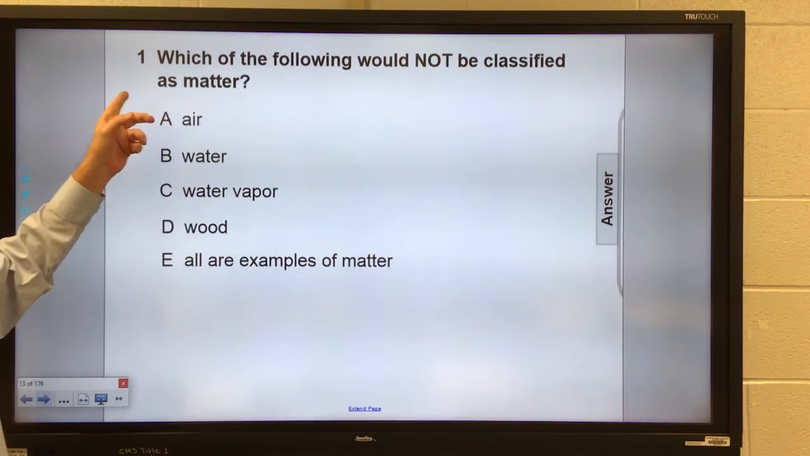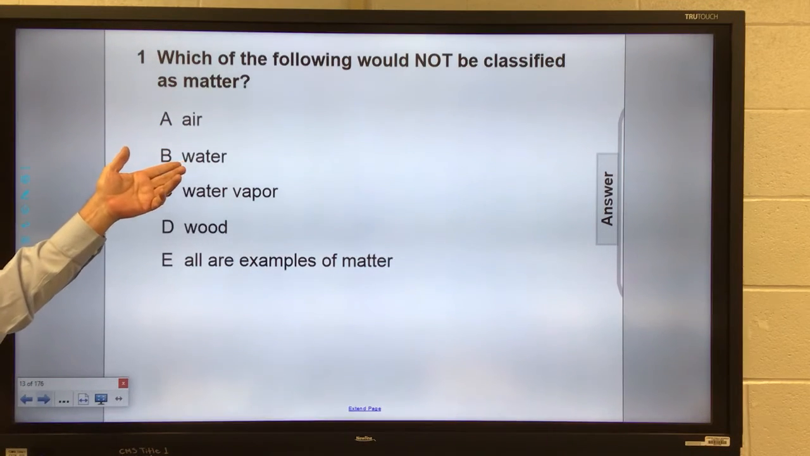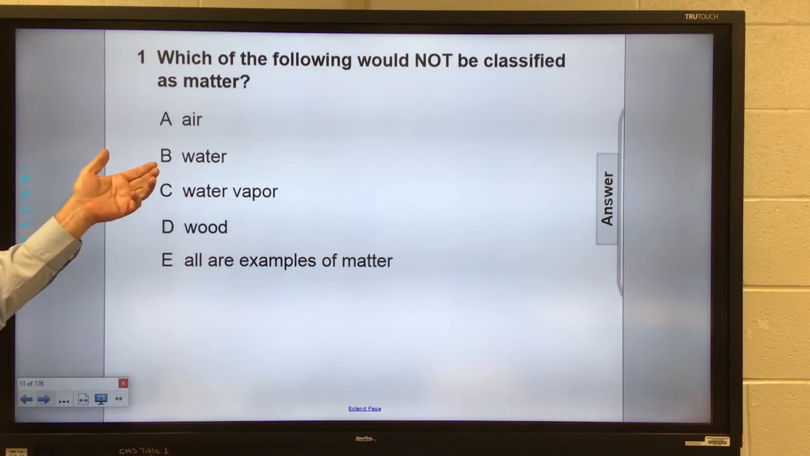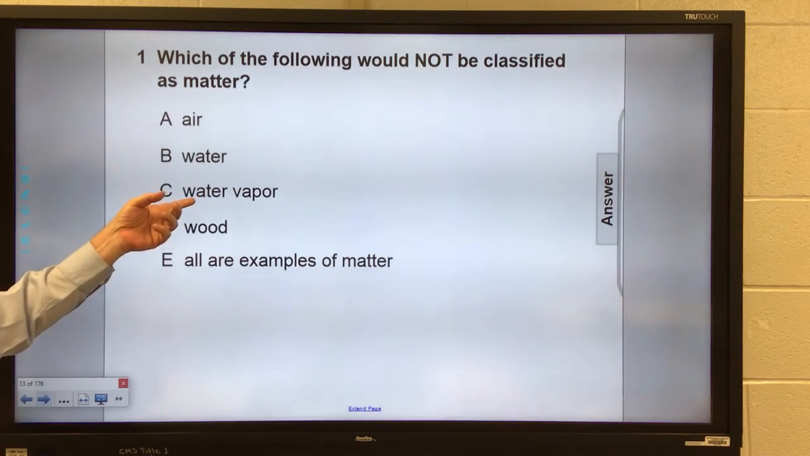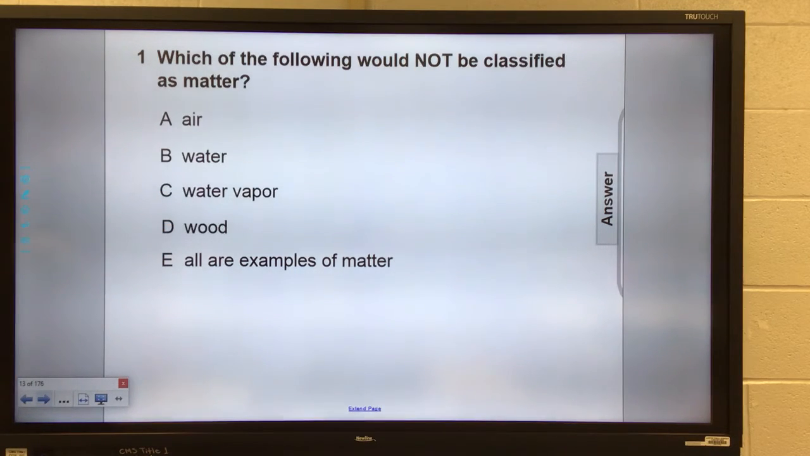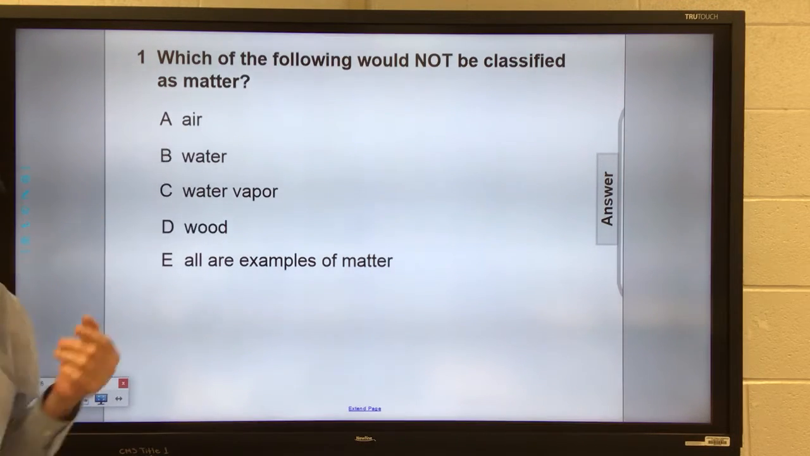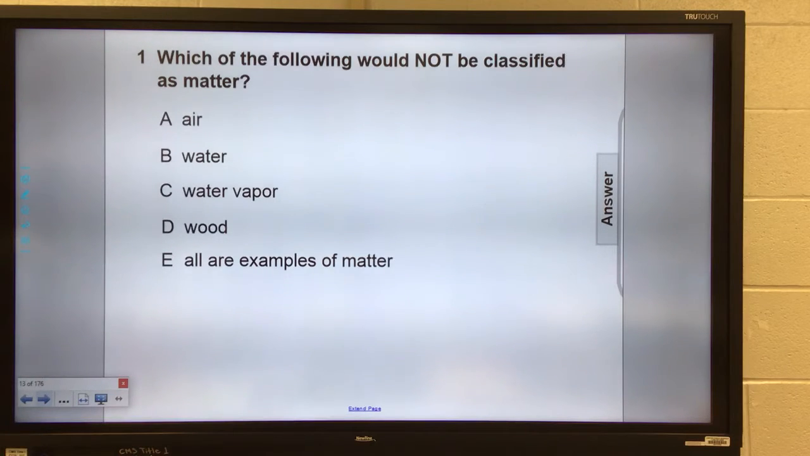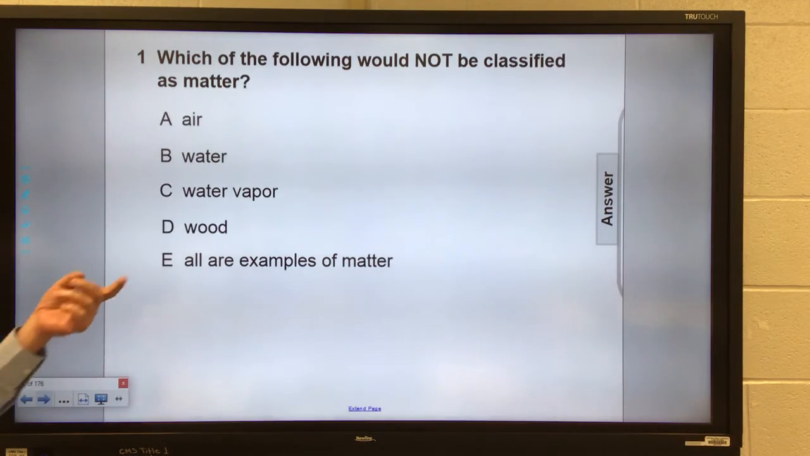Which of these would not be classified as matter? Would water be matter? It's made up of hydrogen and oxygen. How about water vapor? It's made up of hydrogen and oxygen. How about wood? Would it not be matter? It's made up of carbon at least and other things. What about air, made of nothing? What's air made of? Oxygen and nitrogen. Okay, so what's the answer?